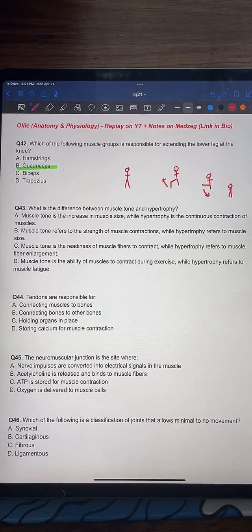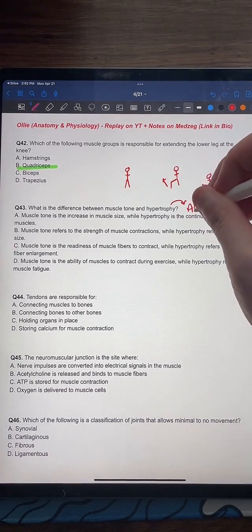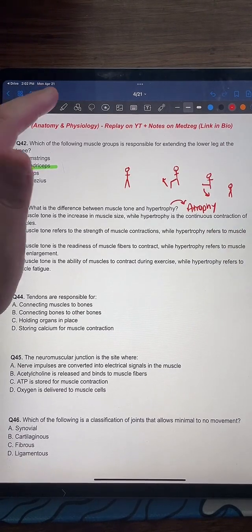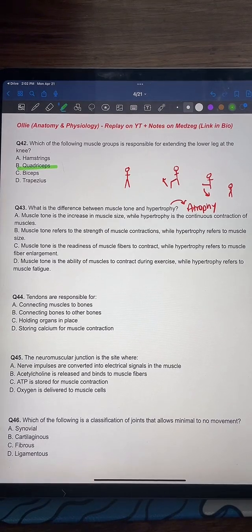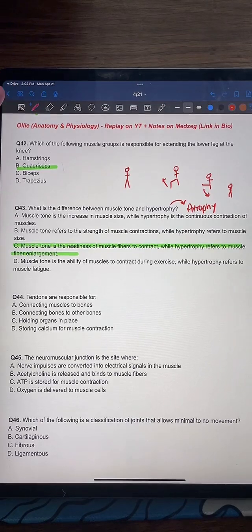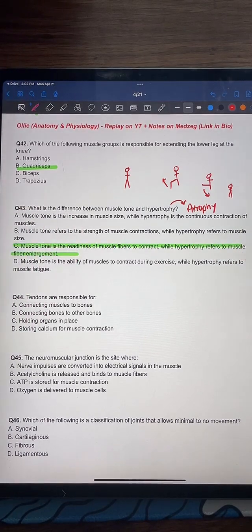So muscle tone, think about what muscle tone is and what is muscle hypertrophy. And the other one, the inverse of this would be atrophy. All right, so the answer is C. So muscle tone refers to the continuous and partial contraction of muscles. That would mean like the baseline of muscle tension or readiness for a contraction. Hypertrophy would be an increase in size of the muscle.